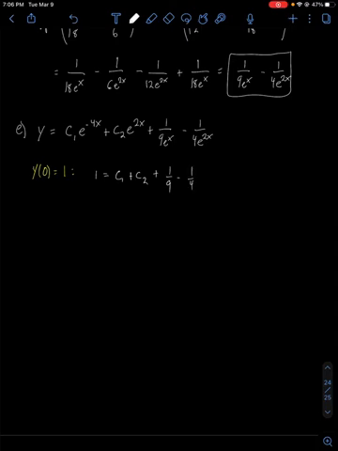Now, if we add 1 over 9 and 1 over 4 together, the common factor between those is 36. So we have 4 over 36 minus 9 over 36, which is minus 5 over 36. If we add 5 over 36 to both sides, we have 36 over 36 plus 5 over 36, which is 41 over 36. And then we're going to solve for C1. So C1 is 41 over 36 minus C2.